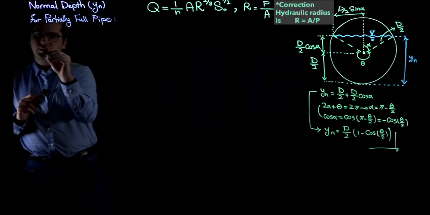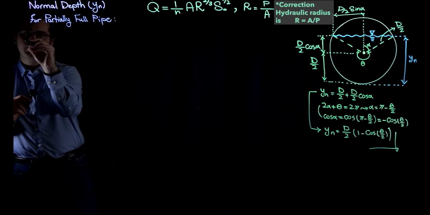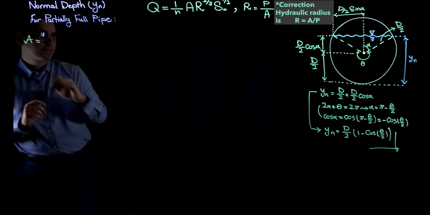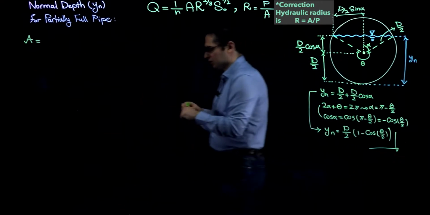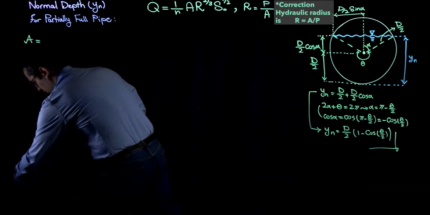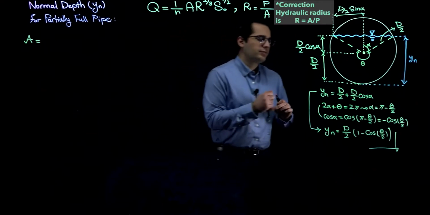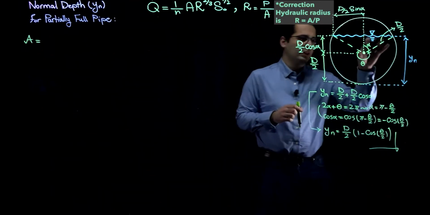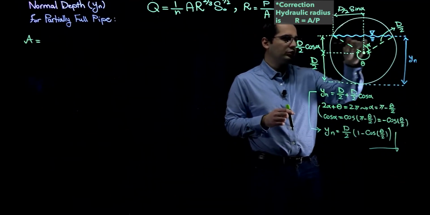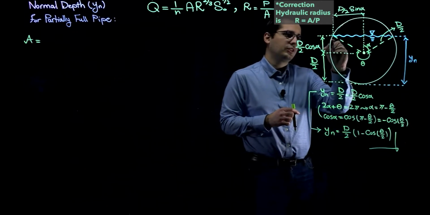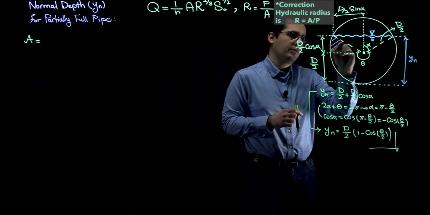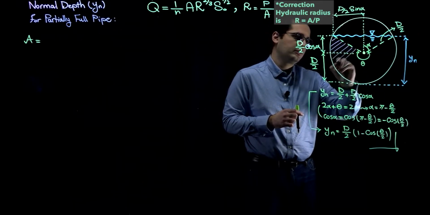So the first thing that I want to do is to find the value of the cross-sectional area of the flow. Let me actually change the marker to be able to show you. If I want to figure out the cross-sectional area of this flow, I'm going to divide it into some familiar geometric shapes. So I'm going to divide it into this area, which is the area of the major sector of the circle.